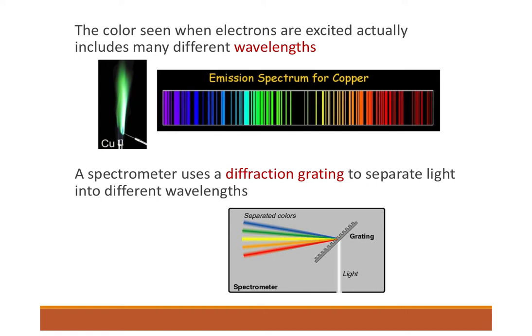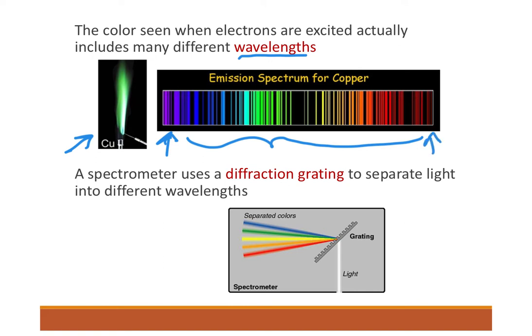So the color that you see when these electrons are excited, when you have emission happening, actually includes many different wavelengths. And so this green flame that we see for copper, if you take that and split it out, you can see there's a whole variety of wavelengths being shown here. It's from the very dark purple on one end to our red on the other.